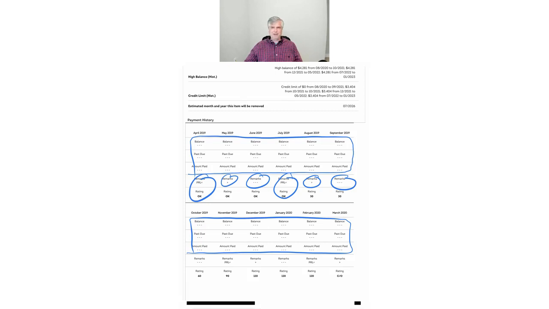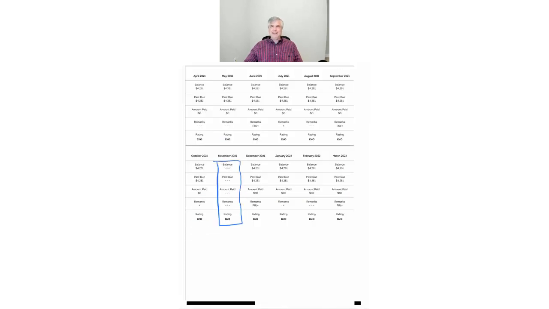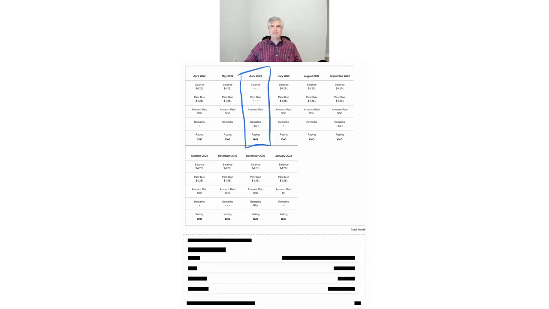And so they're missing all this stuff. You can see they have balance, past due, amount paid, remarks, rating, and then for November 21, it's just all gone. Like nothing is there. And same thing for June of 22. It's just completely missing. Well, what's the balance? TransUnion says, we have no idea. What's the past due? What's the amount paid? What's the remarks? They're like, we have no earthly idea. So I wanted you to see these to remind you of what some of these errors can be. And then let's talk about how it works with the dispute letter.